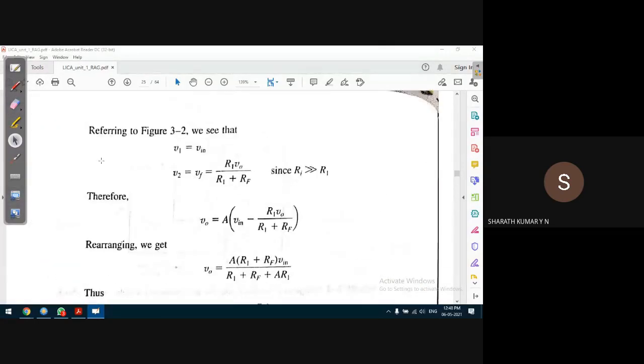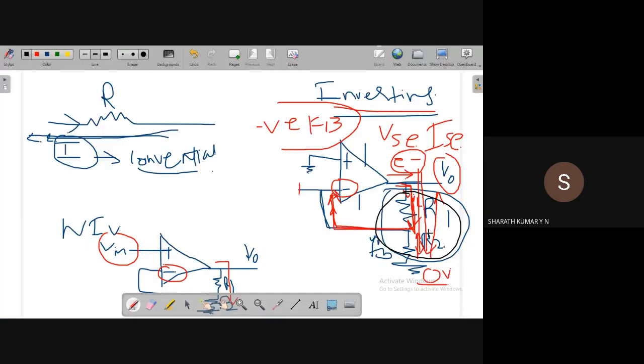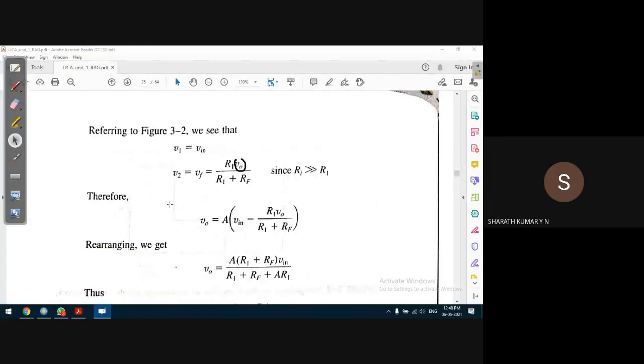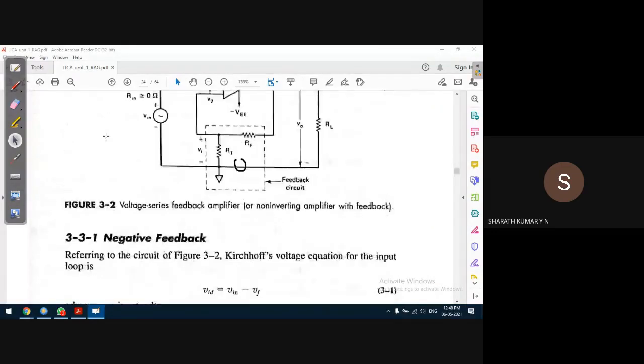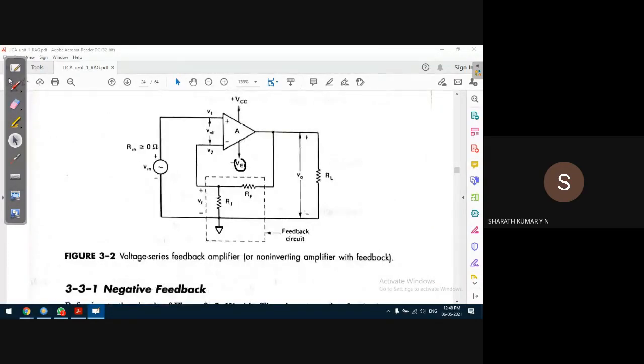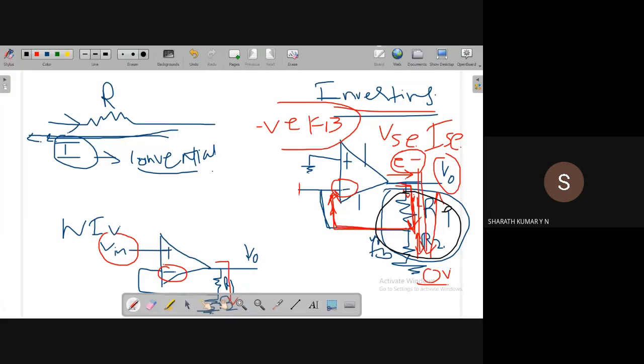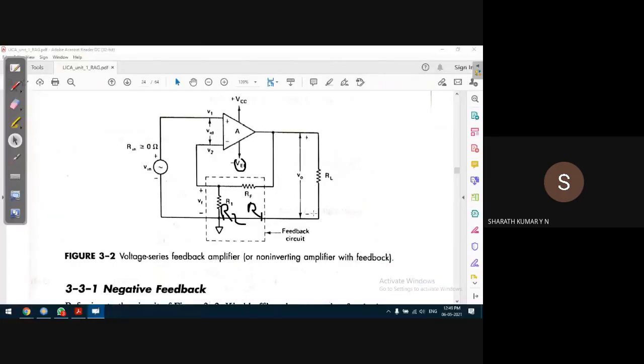VF can be represented by the voltage divider network: R1 into V0, because V0 is the input for the feedback network, divided by R1 plus RF, that is the series resistance. In this case, we have named them R1 and R2. The author has named them R1 and RF. So if you observe, the author's RF is our actual R1, and the author's R1 is the R2 of our circuit, what we have written here. So R1 is the actual RF in the textbook, and this R2 is the R1. Just a naming convention, guys.